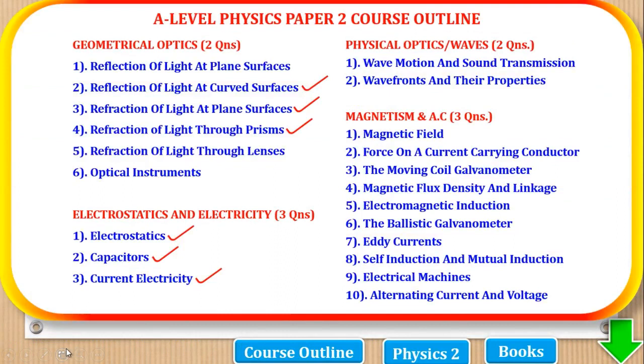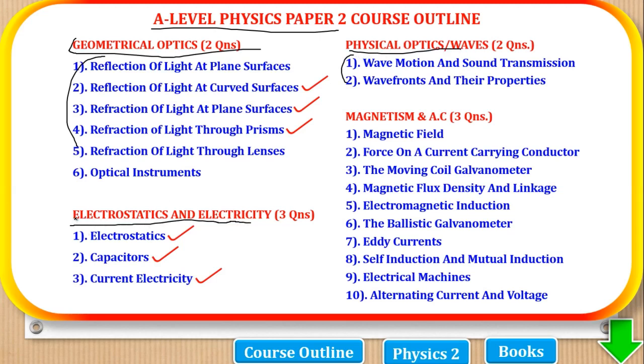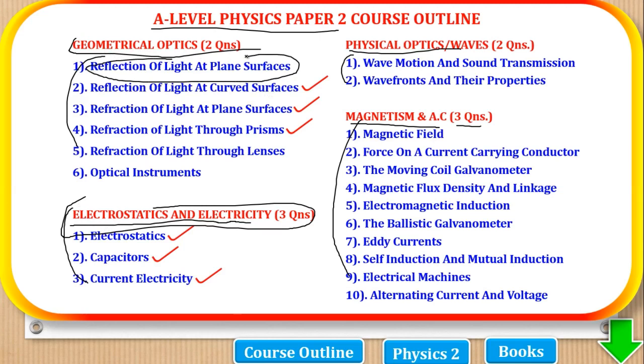Before I proceed, let's first look at the course outline of this paper. Physics Part 2 is divided into four parts. The first part is geometrical optics, where two questions come from these topics. The second part is physical optics, where two come from these topics. The third part is electrostatics and electricity, where three questions come from these topics. And the fourth part is magnetism and EM, where three questions come from these topics. The part of electrostatics and electricity is already available on this platform, and now we are on the part of geometrical optics. The first part is not ticked because it has no calculations. Remember, here we are interested in the calculations. The second part was done, the third part was covered, and this fourth part is what we are going to cover in this video.